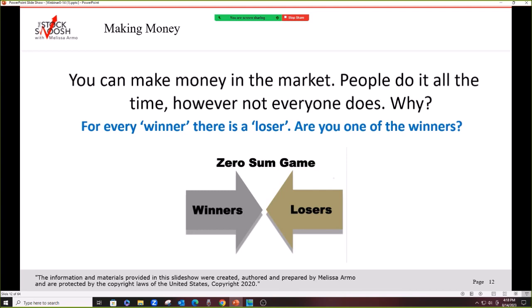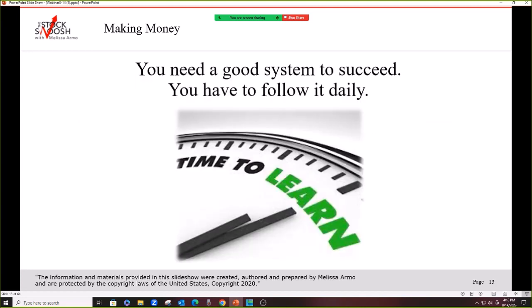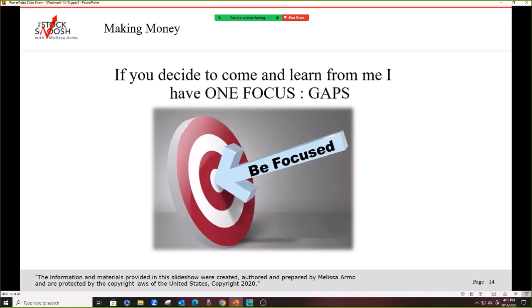That is not a strategy at all. And it doesn't work consistently in the market or to trade stocks, even in things that are in an uptrend. So ultimately, you need a good system to succeed, and you have to follow it daily. And you can't veer from it, because if you veer off of that system, then you are going to have difficulties. Or if you don't have a system at all, you're going to have difficulties too.